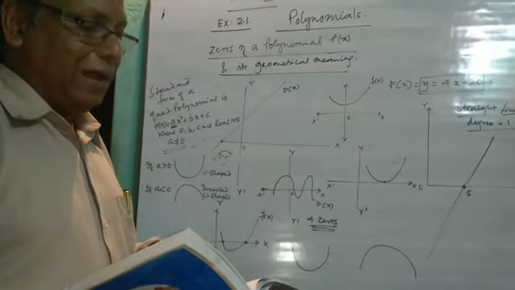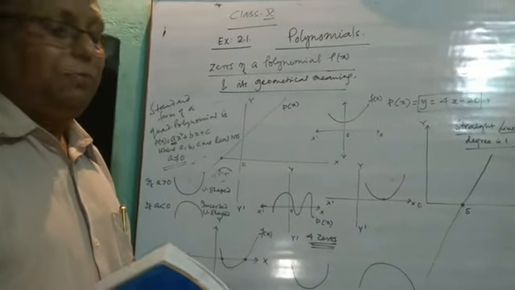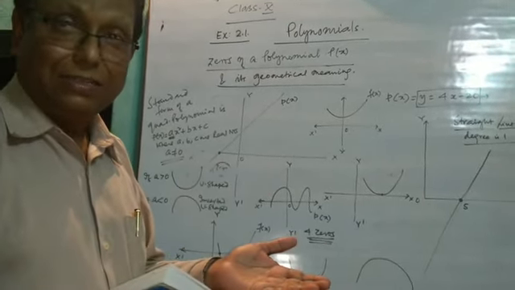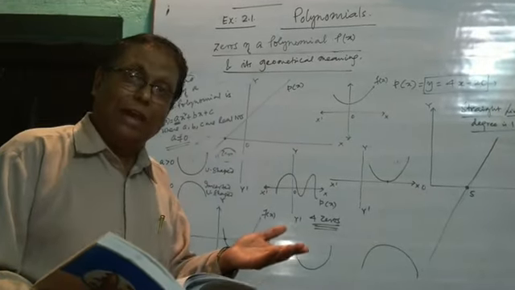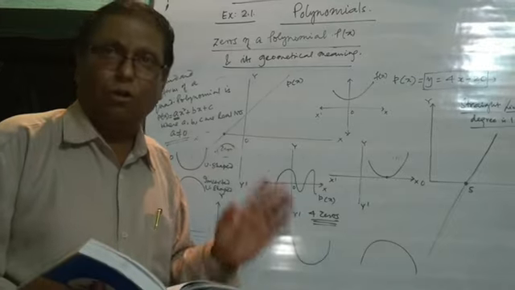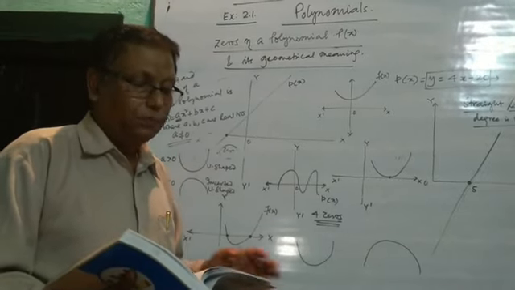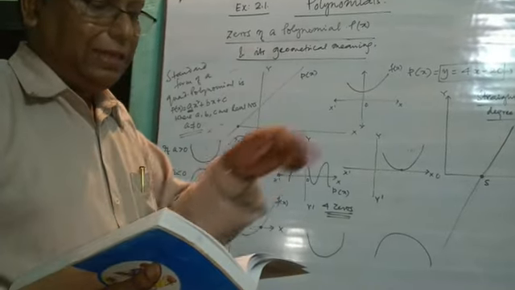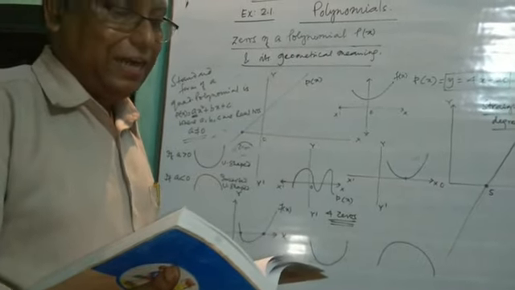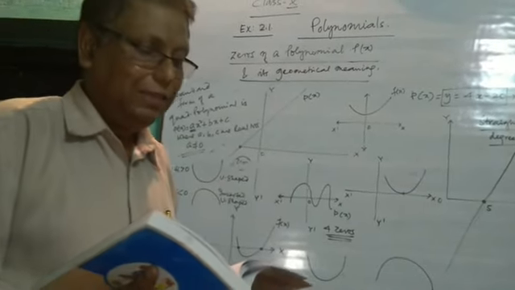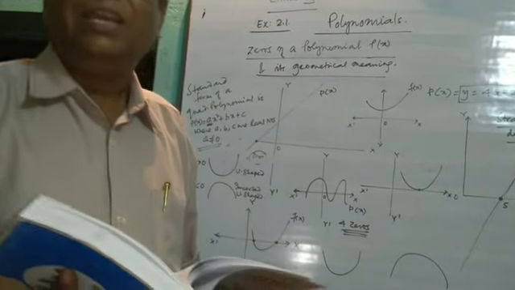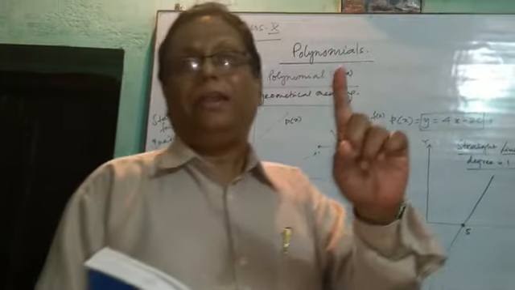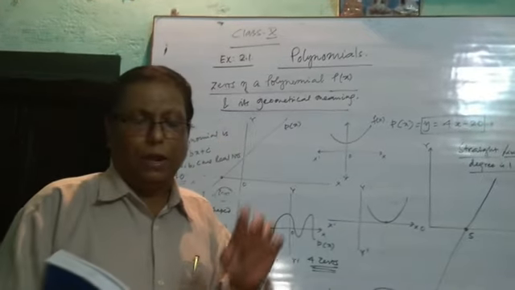See the first graph. It is a straight line parallel to the x-axis. What does it mean? It does not intersect the x-axis. And if it does not intersect the x-axis, it will have no zero at all. In the second figure, you see the graph goes like that, and that graph line of the polynomial is intersecting the x-axis at one point. So the number of zeros is 1.